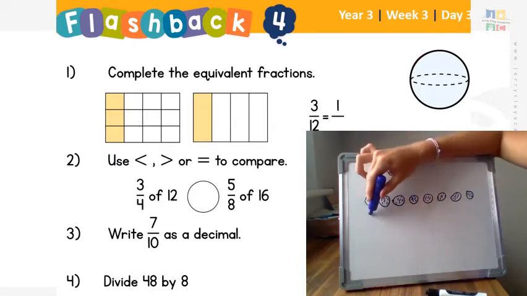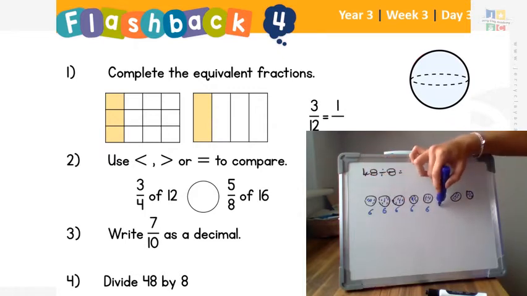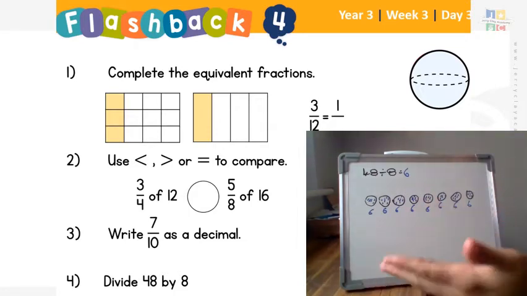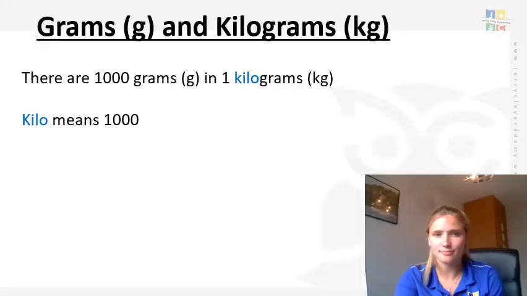And if I count how many are in each, you will have found the answer was 6. There should be 6 in each, so your answer should be 48 divided by 8 is 6. Alternatively, as I said, you could always have done your 8 times table, counting up 8, 16, 24, 32, 40, 48 to find your answer.